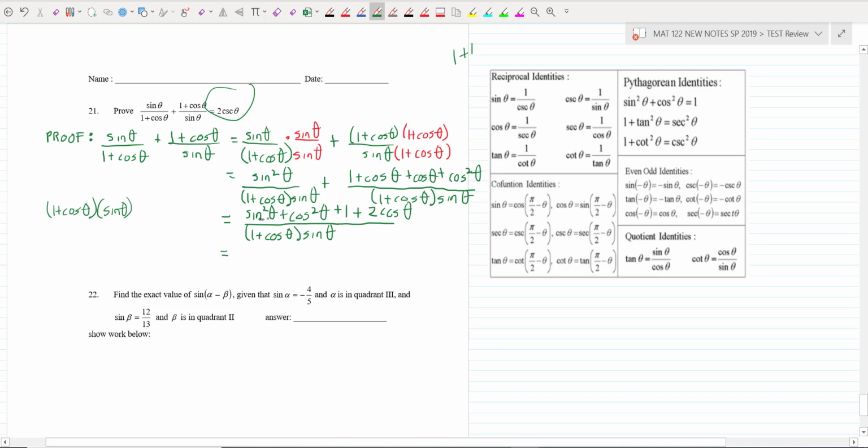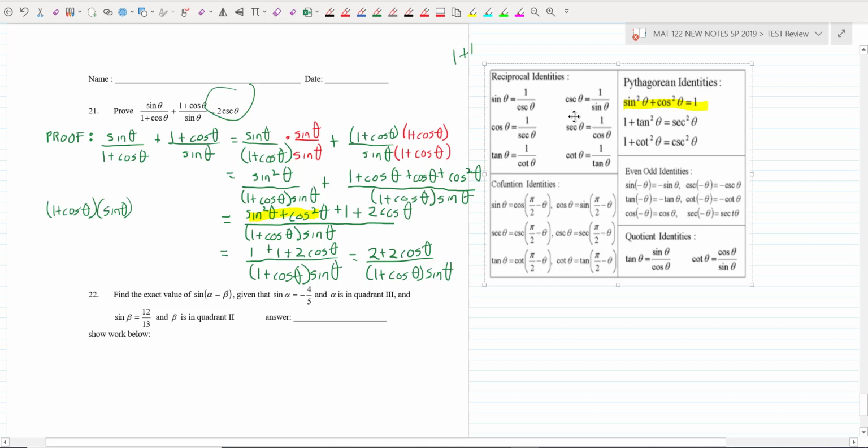So the idea is we know that sine squared plus cosine squared is 1. So in the next step, we're going to replace that with 1. So we have 1 plus 1 plus 2 cosine theta all over 1 plus cosine theta times sine theta. Okay, like that. Okay, next step, we got like terms again. That's going to be 2 plus 2 cosine theta all over 1 plus cosine theta times sine theta.